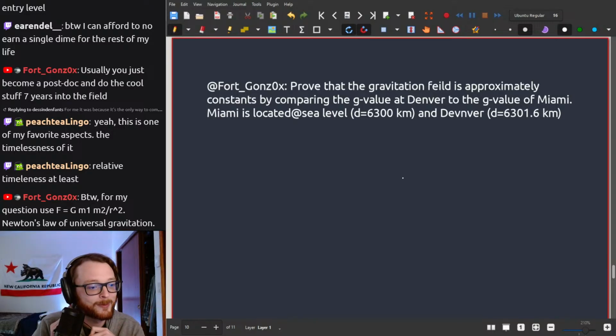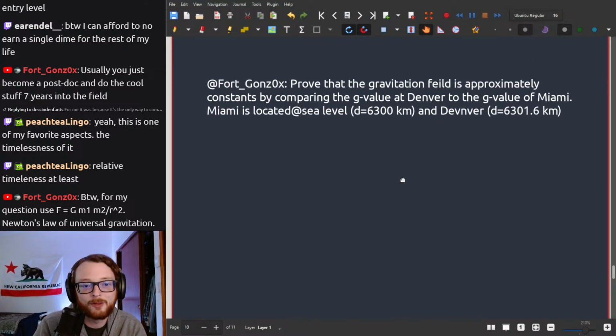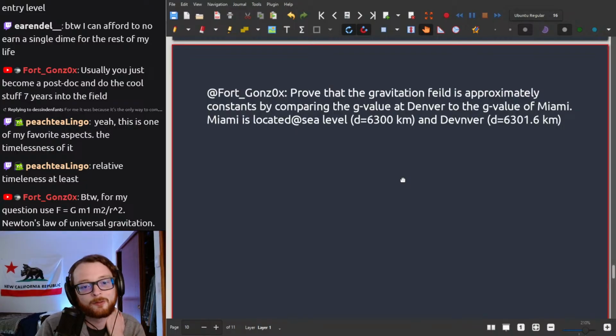It's one of my favorite aspects of the timelessness of it. Because I'm sure even with Euclid's Elements or something, even if you don't know the notation, you could probably reverse engineer it from the diagrams.